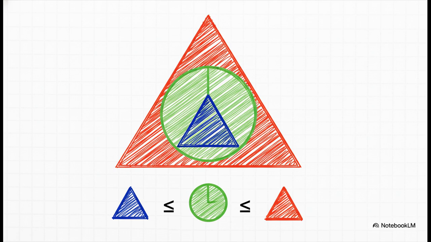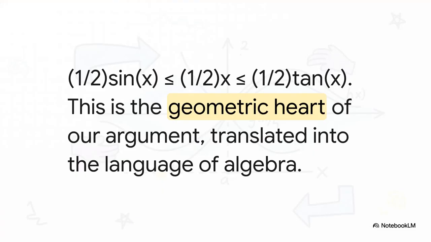And the area of the sector is smaller than the area of that big triangle. It's just visually true. This simple, obvious fact is the key to the entire proof. So now let's just take those area formulas we just figured out and plug them into that inequality. And boom, we get this. 1/2 sine of x is less than or equal to 1/2 x, which is less than or equal to 1/2 tangent of x. We've just translated our picture into pure algebra. This is the heart of the argument.